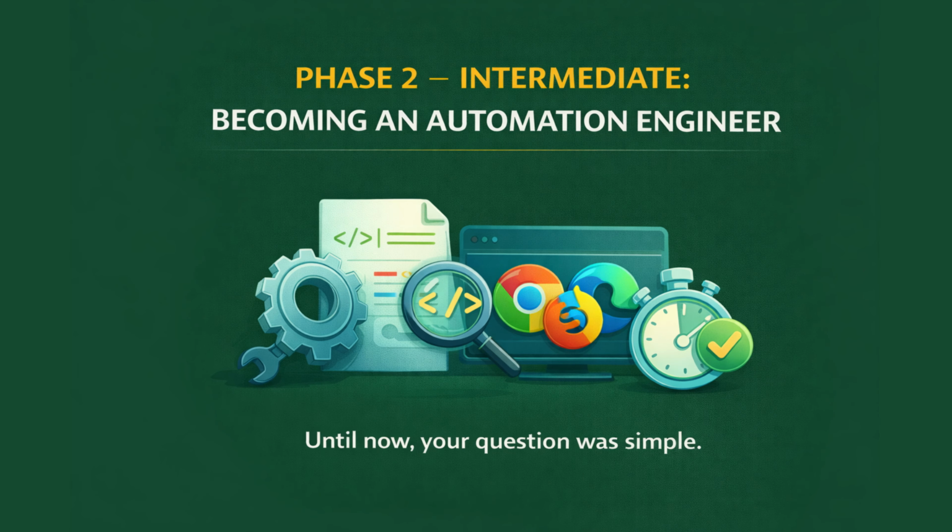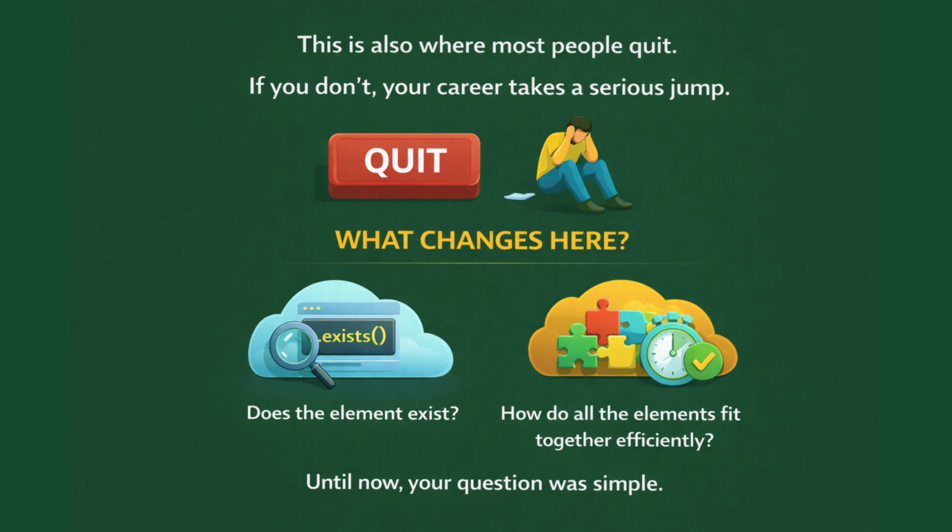Now, Phase 2, Intermediate, becoming an automation engineer. Once Phase 1 is done, this is where the real journey begins. This is also where most people quit. If you don't, your career takes a massive jump.